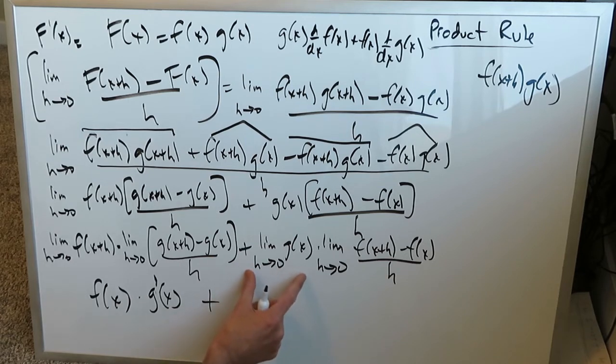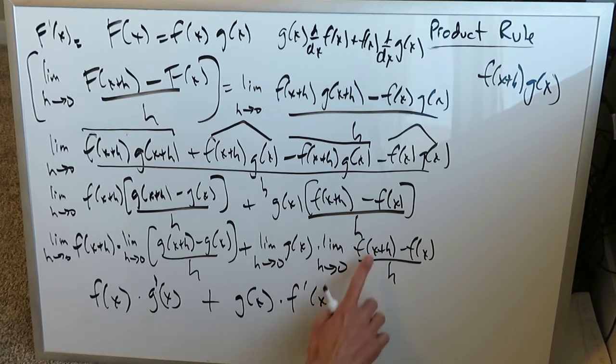Plus, this right here looks like the g of x just alone. You can't do anything with it. Limit as h approaches 0. This part right here represents the derivative of the f of x function. The derivative of f of x is represented right here in terms of its terminology and presentation.